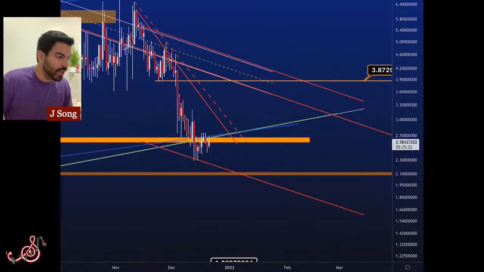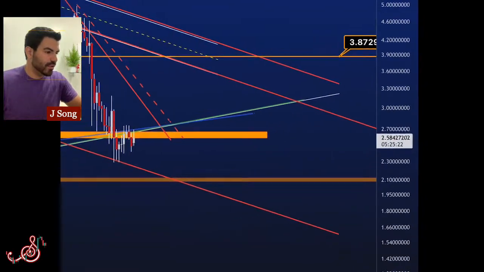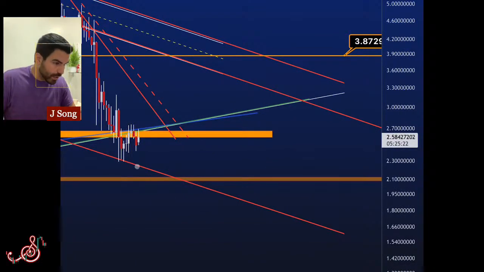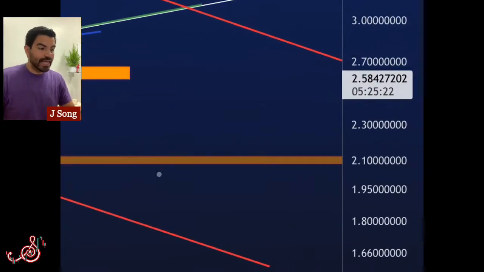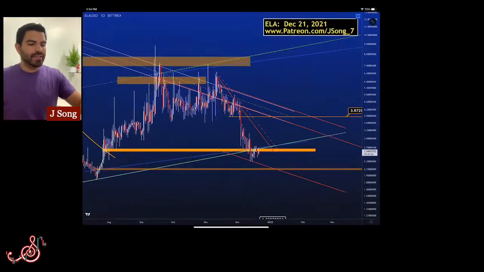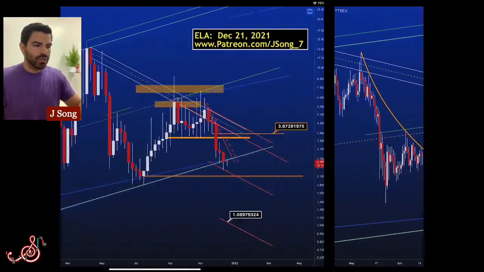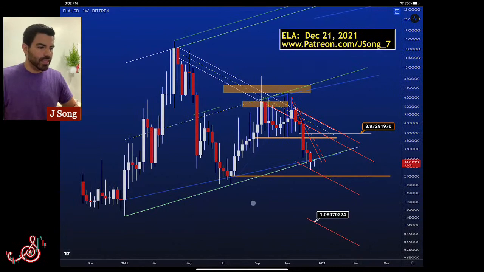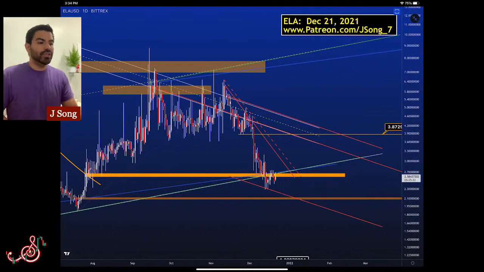Current price of ELA, $2.58. I think we're going to be going at least to $2.30 if we were to hit it today. Okay, we're going to go down to $2.38. Below that, the cut is at 210, and below that, again, that $1.08. Okay, so this is where I think ELA is going to go.